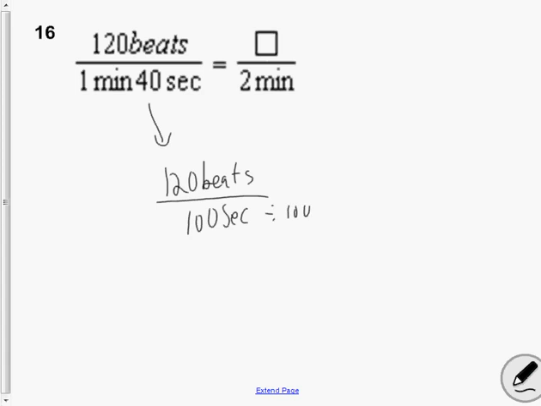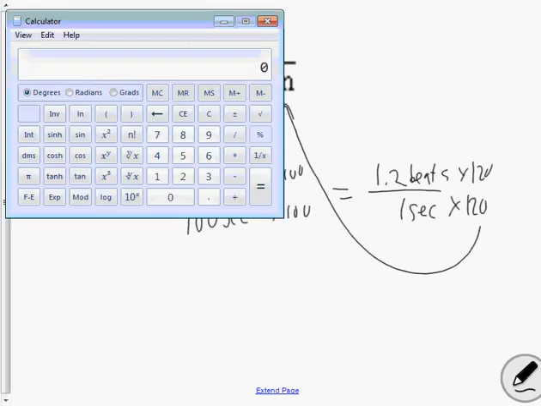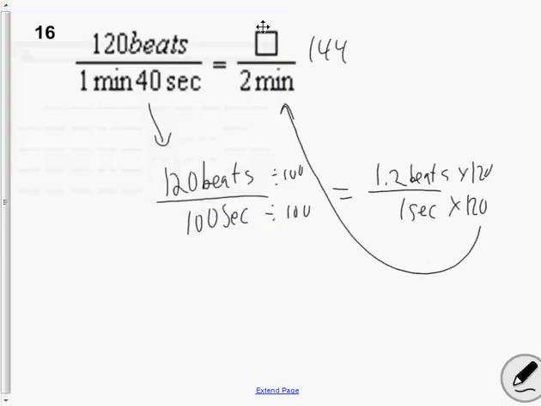Divided by 100, I'd have 1.2 beats per second. And I'd multiply that by 120, because that's how many seconds are in 2 minutes. And if I take my calculator, okay, 1.2 beats multiplied by the 120 seconds would mean there's 144 beats in 2 minutes.